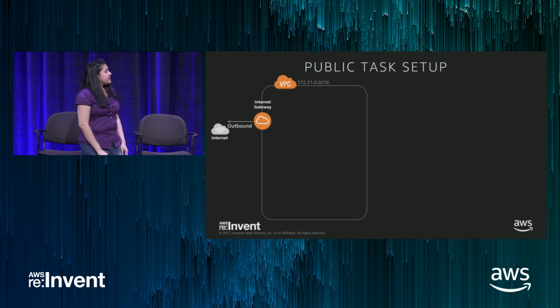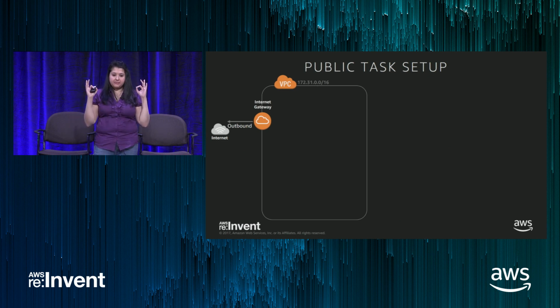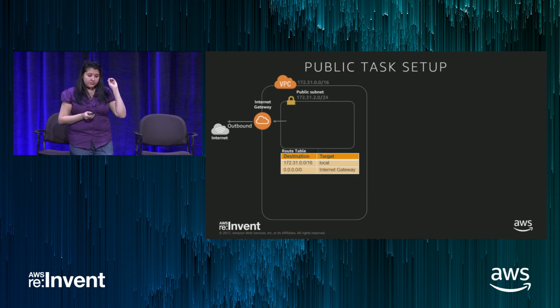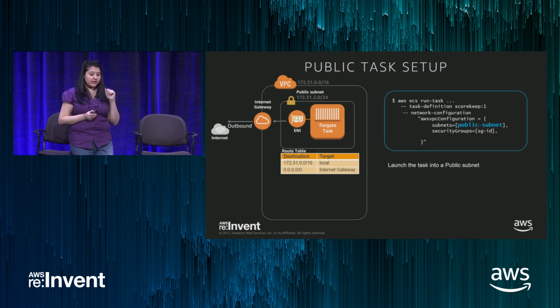All right, so what does the public task setup look like? And public task, remember, is both inbound and outbound access for the task with the internet. So you still need the internet gateway that we talked about. You still need a public subnet with the route that routes to the internet gateway. But this time, instead of launching the Fargate task into the private subnet, we're going to go ahead and launch it directly into our public subnet, because it needs to be addressable from the internet.